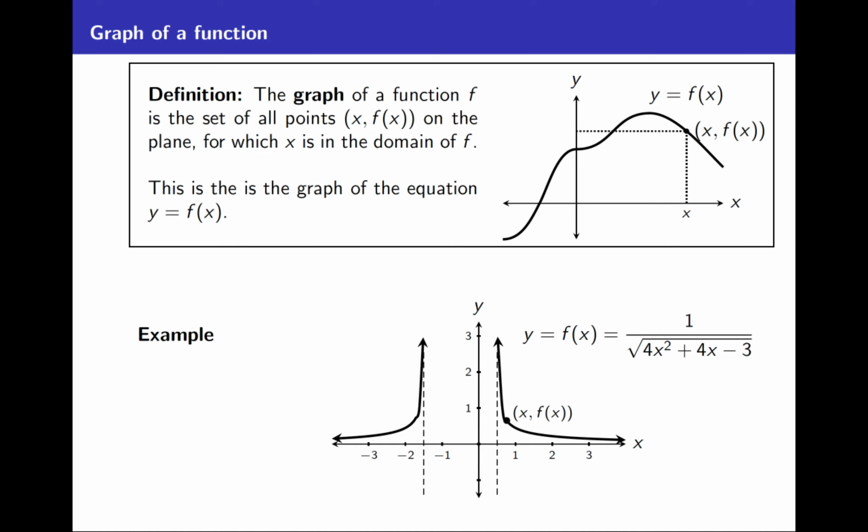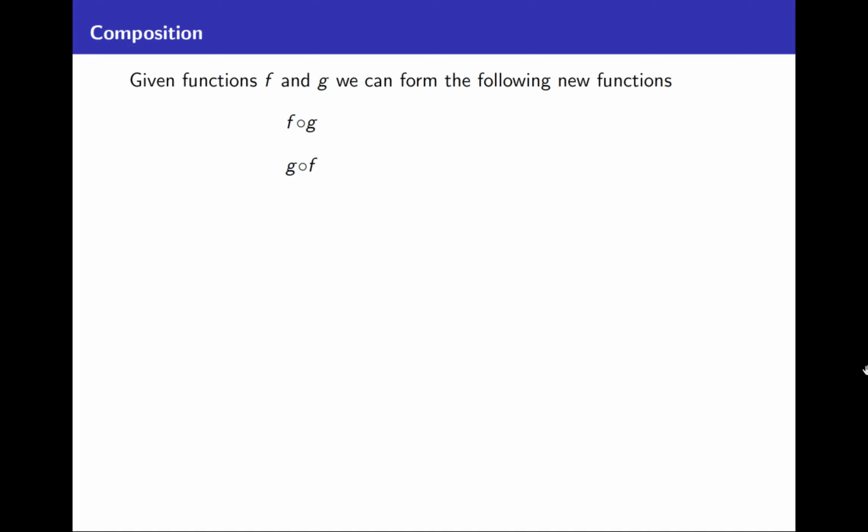So here's an example of a typical graph of a typical function. Take the function f of x equals 1 over the square root of 4x squared plus 4x minus 3 from the previous slide. And here I've used a graphing utility to graph it. And you'll notice that, as on the previous slide, the domain is the interval from 1/2 to infinity, union the interval from negative infinity to -3/2. There's this little part in the middle here that doesn't correspond to any point on the graph.